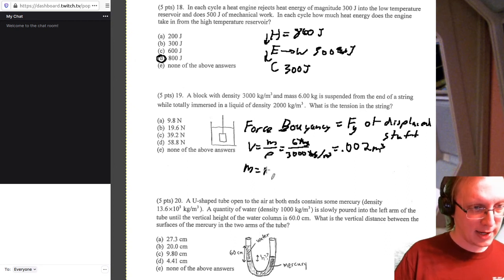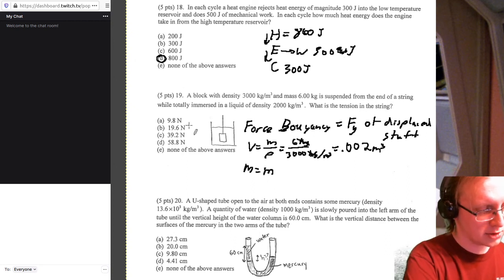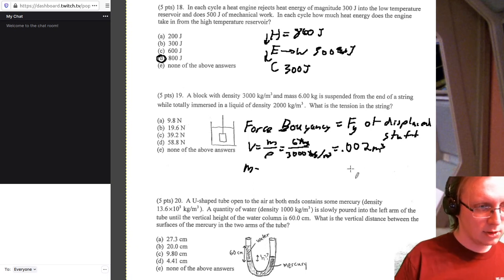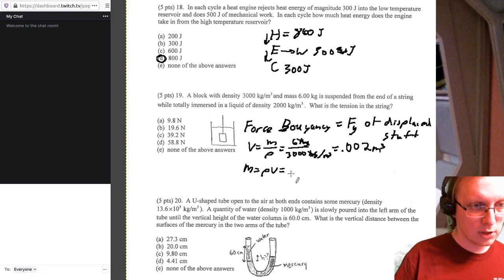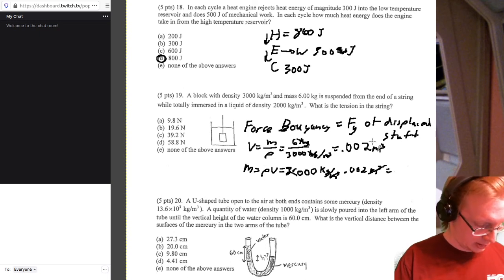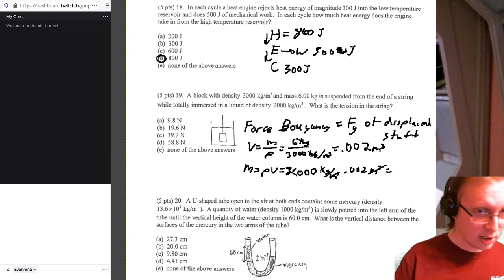Now we can find the mass of the stuff displaced. That is density times volume. It's 2,000 kilograms per cubic meter times 0.002 cubic meters, and so that is 4 kilograms.